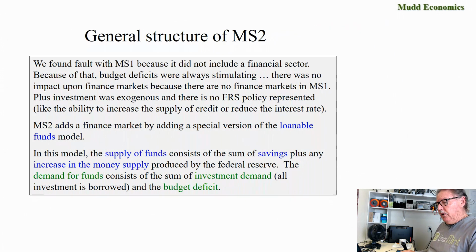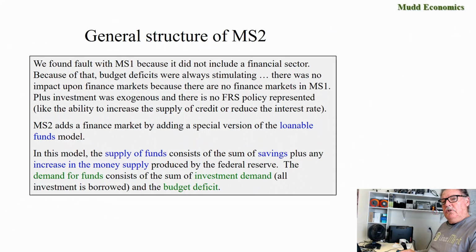So let's remind ourselves of where we are. We found fault with Macrosim 1, the old Keynesian cross model, because it did not include a financial sector. Because of that, budget deficits always stimulated, were always strong. There was a strong multiplier effect, and there was no impact upon finance markets because there are no finance markets in Macrosim 1. Plus, investment was exogenous, determined from outside and given to the model, and there is no Federal Reserve policy represented, like the ability to increase the supply of credit or reduce the interest rate, even though we know in a real economy that's a major factor.